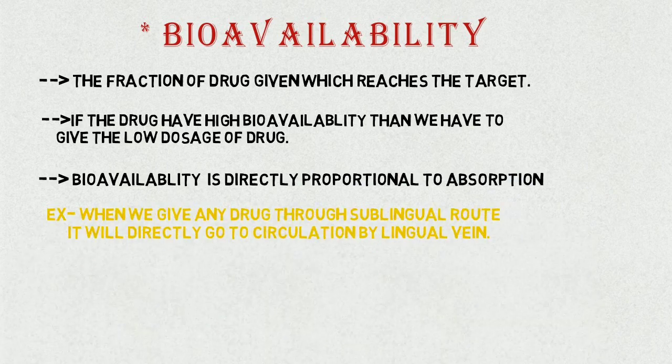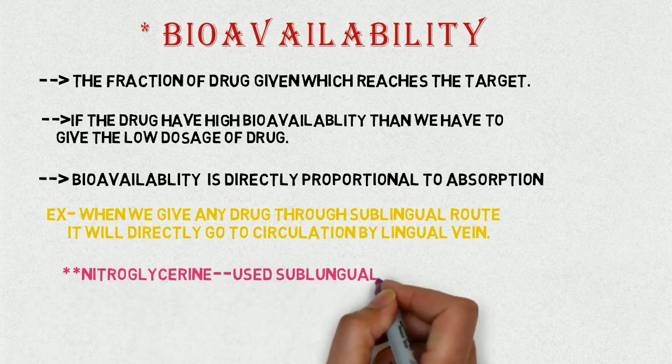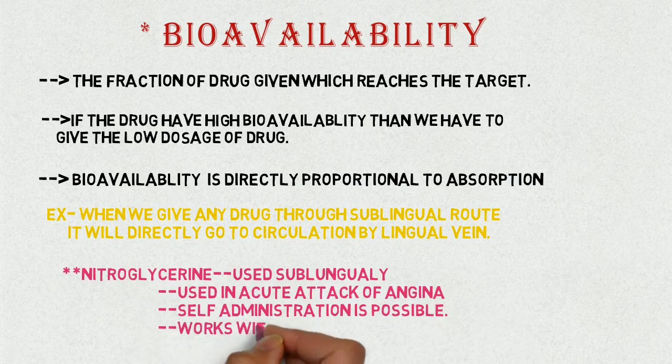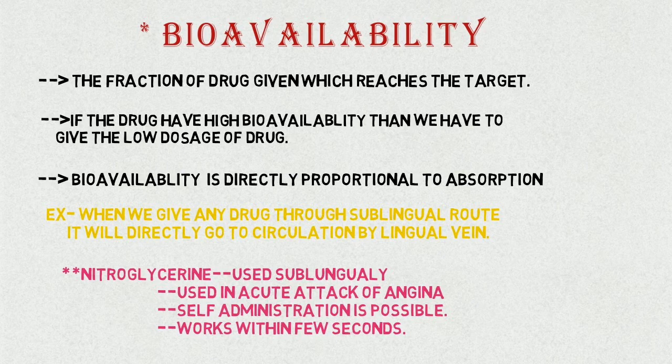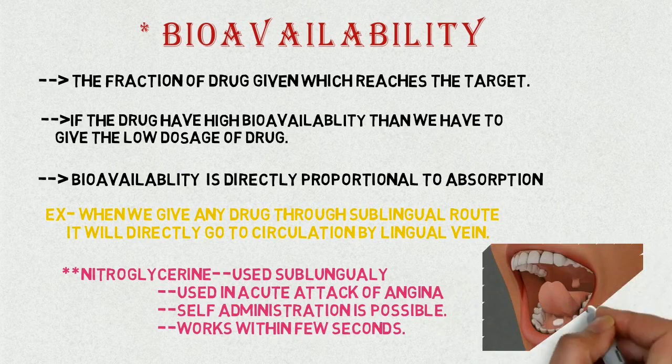We can take the example of the sublingual route. It will directly go to the circulation by the lingual vein. Nitroglycerin is used sublingually in an attack of angina. Its self-administration is possible, and it also works within a few seconds. That's why we can keep nitroglycerin at our homes, because its self-administration is possible.